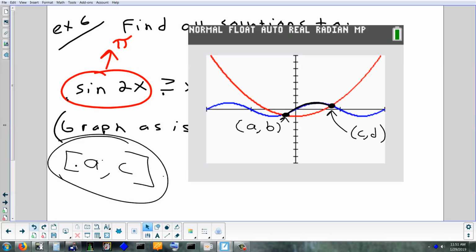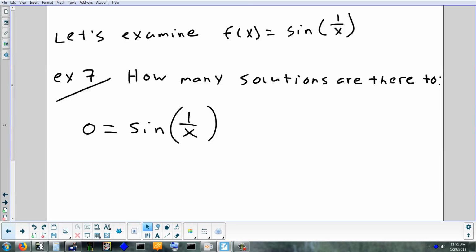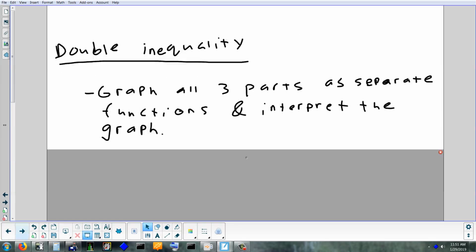Any questions on that one? Okay, it's a little different because one of them was periodic, one of them wasn't. I'm not really worried about example 7. That's just something else.